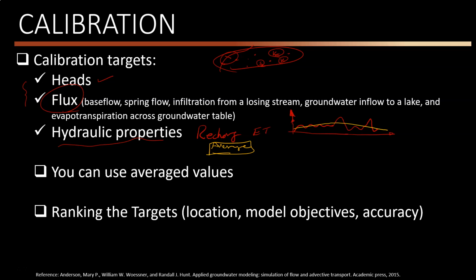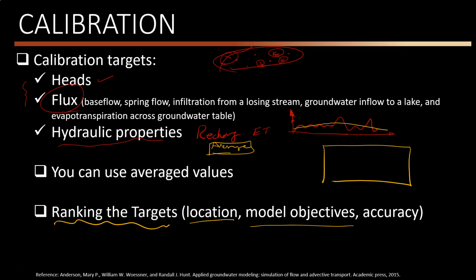But it is very important to know that to have a good and reasonable calibration and to create a reasonable groundwater model, you need to rank your target values. You need to think about the location of your target values, the objectives of your model, and also the accuracy of the measured values. For example, we said that if you want to find K values, there are multiple ways.